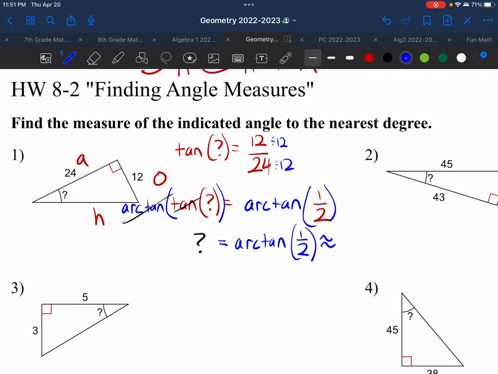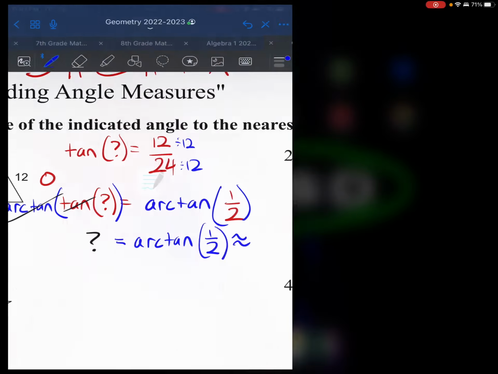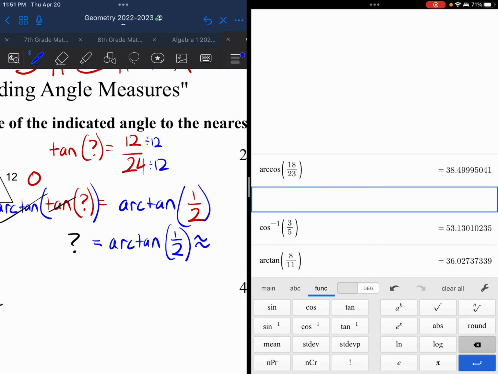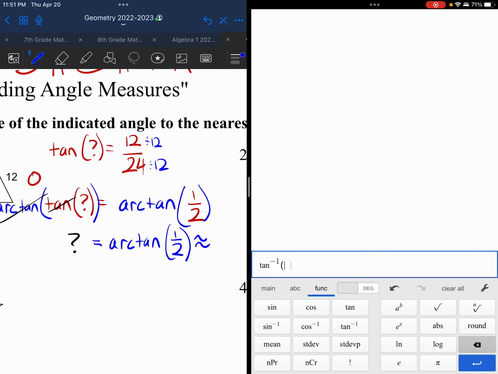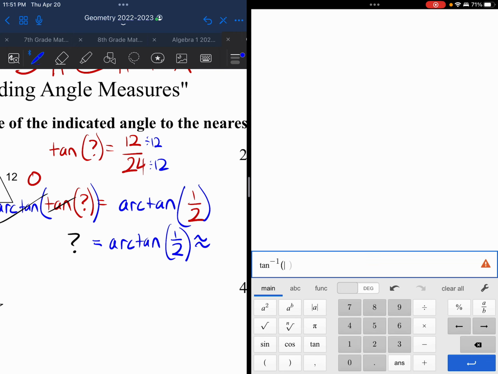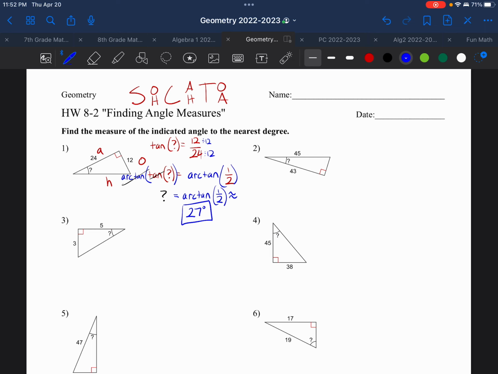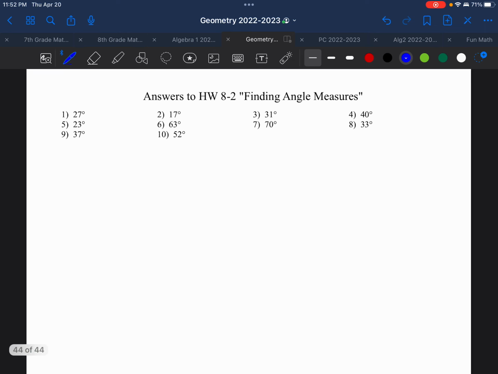and arc tangent of a half is about what? Again, you just punch this in the calculator and you're done. You can use the arc tangent button if you want, and you can say 1 divided by 2, and I get 26.5, so that rounds up to 27 degrees. This is about 27 degrees for my final answer, which I will then box, and we'll see if I've got that one right. Number 1 is 27. We got it.